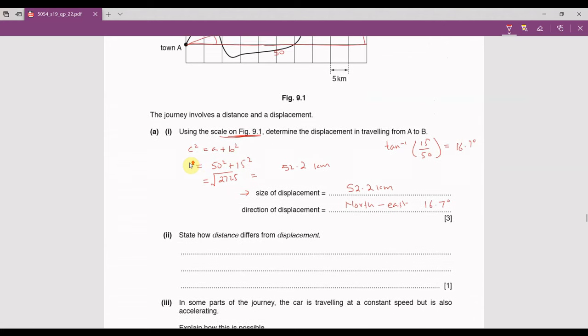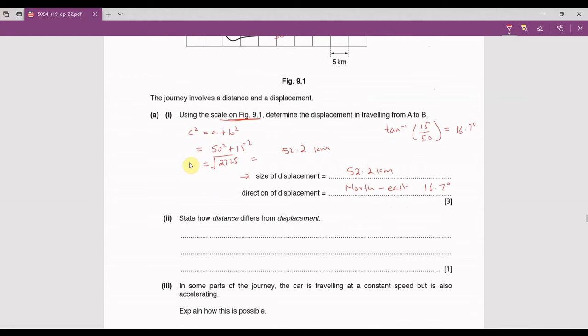Okay, state how distance differs from displacement. So distance is a scalar, displacement is a vector. So distance does not have direction, while displacement has both direction and magnitude.